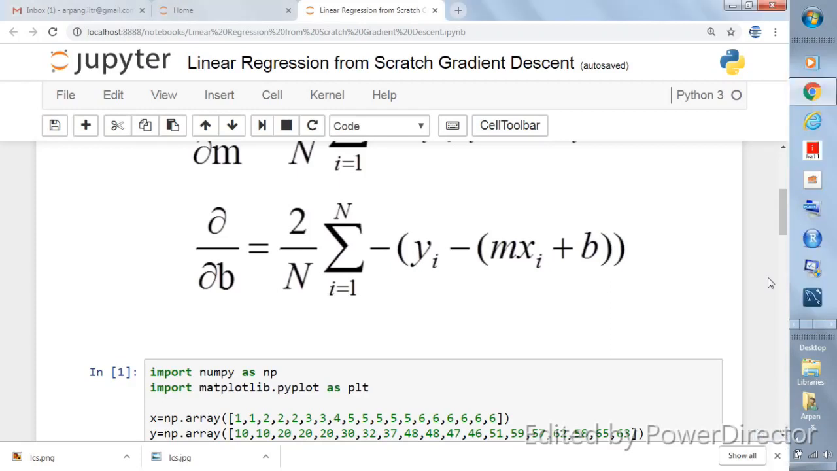Hello friends, in this video I will talk about linear regression, and it's not about how you can implement linear regression using some library, but how you can implement the linear regression algorithm from scratch. You don't need any library or package, just the basic libraries like NumPy, and you are good to go.